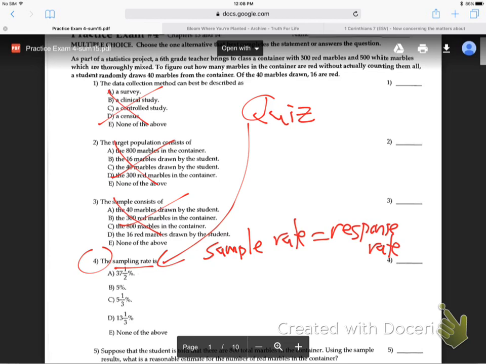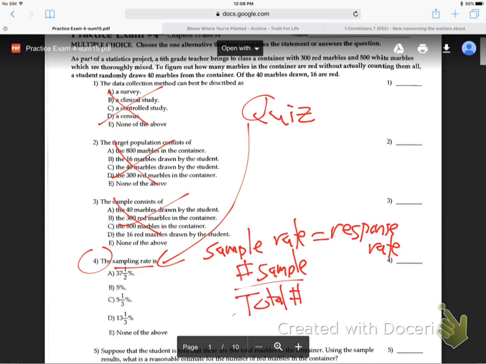So it's just the number in the sample over what? What do we always put all these things over when we do a rate? It's always over total. Right, so the number in the sample over the total.